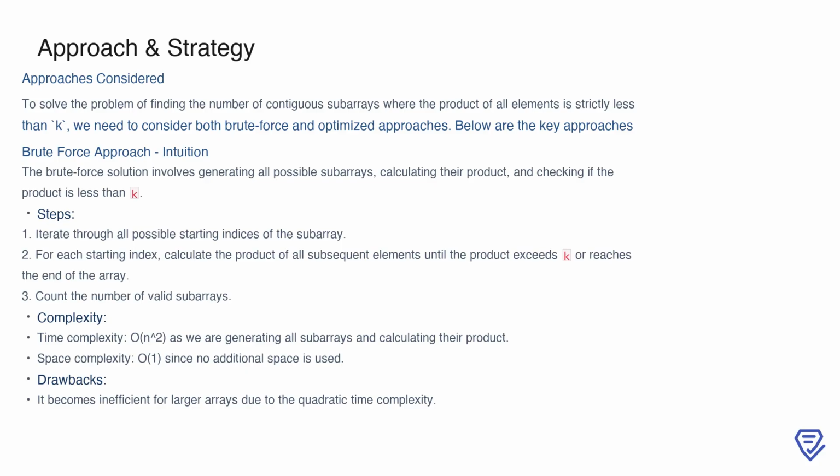The steps involve iterating through all possible starting indices, and for each starting index, we compute the product of all subsequent elements until either the product exceeds k or we reach the end of the array. Finally, we count the number of valid subarrays. However, this method has significant drawbacks. Its time complexity is n squared, since we are generating all subarrays and calculating their product, and while the space complexity is 1, the brute force approach becomes impractical for larger arrays due to its inefficiency.